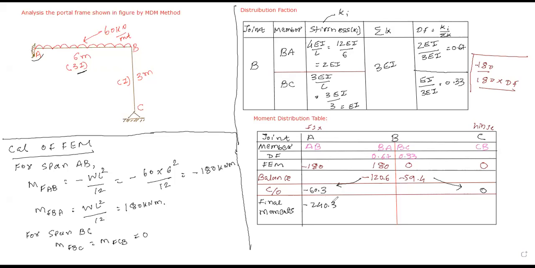Yes or no? Plus 180 minus 120.6, your value will be plus 59.4. Please check it. Here minus 59.4 and here the value is 0. Is it clear or not? Please confirm. We need to balance at point B. Now can I say that your junction B is in balance condition? Yes or no? Surely, fine.